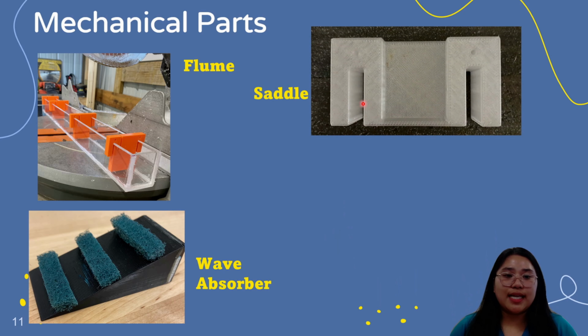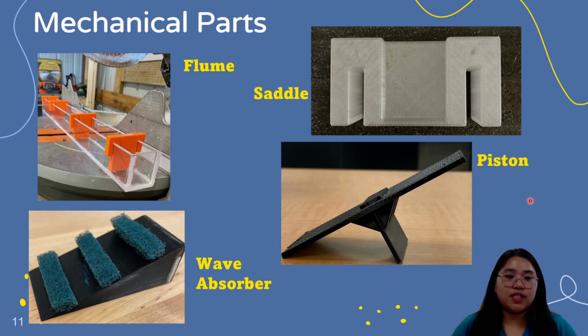And then we also have this saddle. This area is basically where my linear stage would sit, and it would hold it in place and stabilize it. And then of course the piston, which is basically our wave generator. In this piston, you can see this little knob right here. That is a spacer, because if you connect this piston without that spacer to our linear stage, it would hit the bottom part of the saddle and create friction.